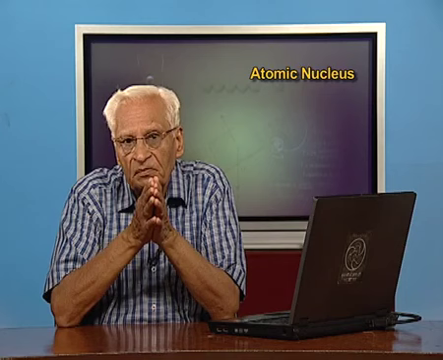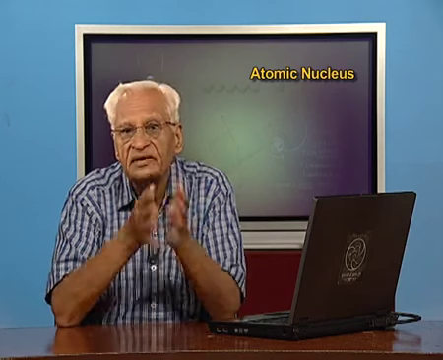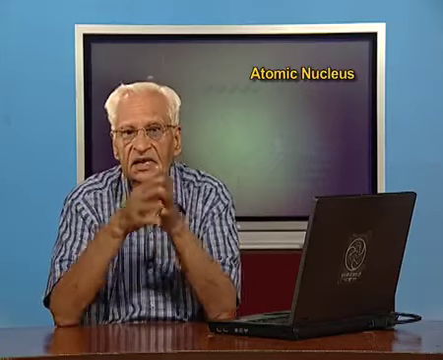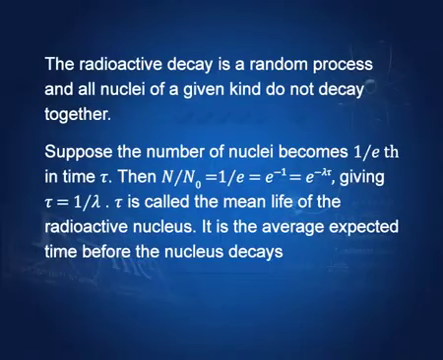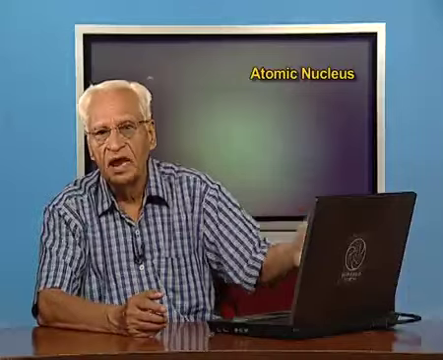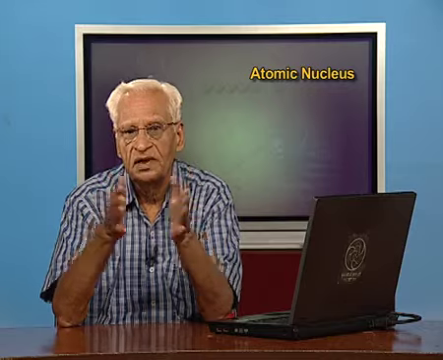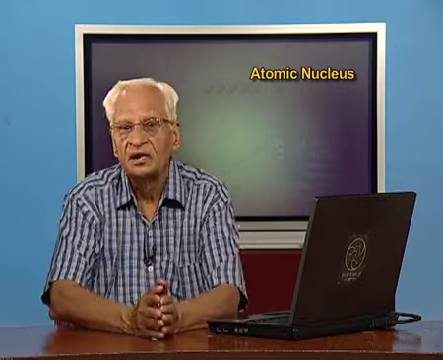This is an important thing to remember, that radioactive decay is a random process. It is not that the nuclei of a given kind decay together. You see, if we have nuclei of a given kind which are radioactive, then this nucleus, for example, may decay, but this may not. This may decay a little later or a little earlier. So, the decay process is random, and therefore, whatever we say about life or half life would also be probabilistic. They will also have probability attached to them.